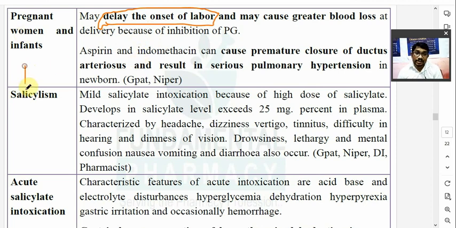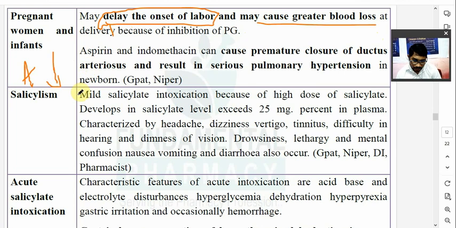And you know that aspirin inhibits the COX and decreases the production of prostaglandin. So if there is no prostaglandin, how is there ripening of your cervix, how is there a contraction of uterus, there will be no labor pain, right? That's why in the pregnant woman, aspirin delays the onset of labor. It may cause greater blood loss during the delivery because it is an antiplatelet. ये blood loss भी ज़्यादा करता है. That's why aspirin is contraindicated in case of pregnancy.